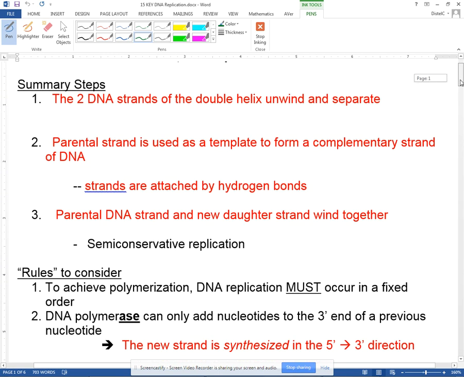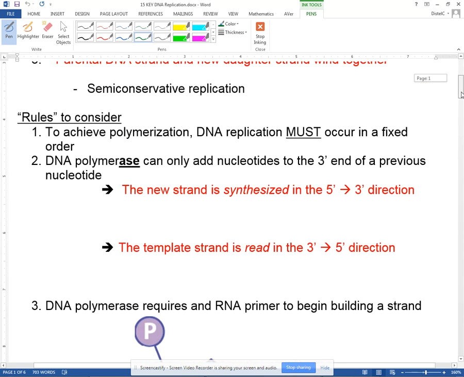So rules to consider. Again, if you would like to pause the video so that you can fill in your notes and then resume when you're done writing this red portion down, then I'll talk. Okay, so rules to consider. To achieve polymerization, so we're making a polymer, we're making DNA, DNA replication must occur in a fixed order.